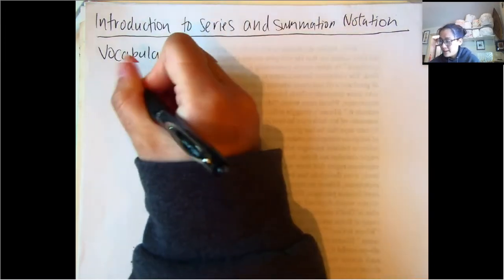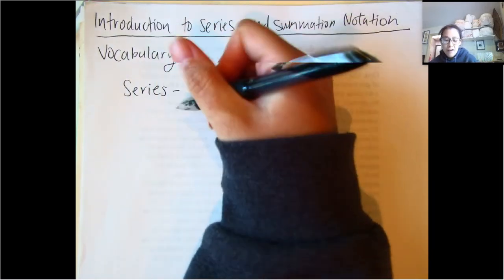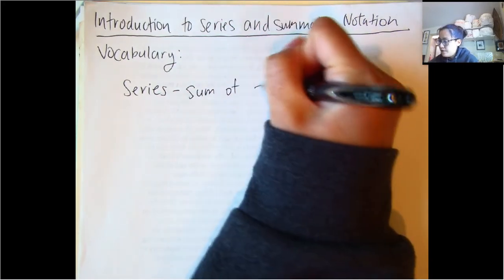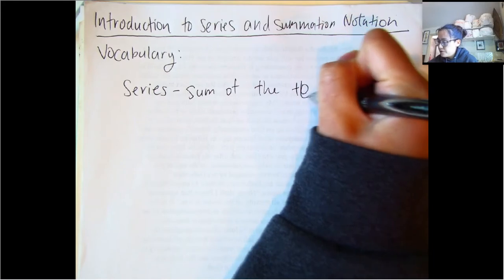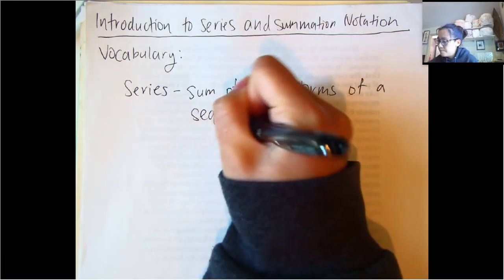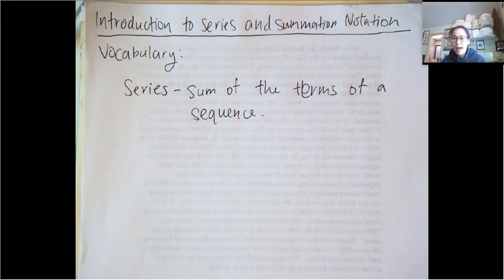we have series. So what is a series? Well, a series is the sum of the terms of a sequence. So if you remember what a sequence is, a sequence of numbers is basically just a list of numbers with some sort of pattern or rule that they follow. And so the series would be if instead of commas in between them, you put plus signs between them, because you add them all up.